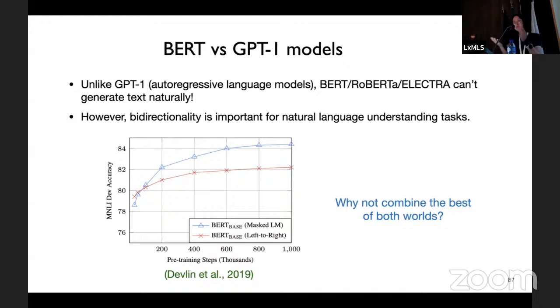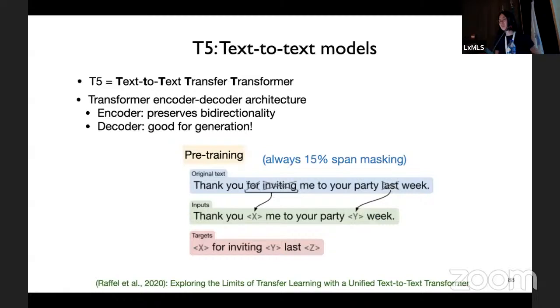So this comes to this natural idea. Why don't we just combine the best of both worlds? Why don't we use both the bidirectionality of the text, but also use a decoder to generate the text in a natural way? So this basically comes to the idea of the T5 model, the text-to-text model. T5 stands for text-to-text transformer. It's based on the transformer encoder-decoder architecture.